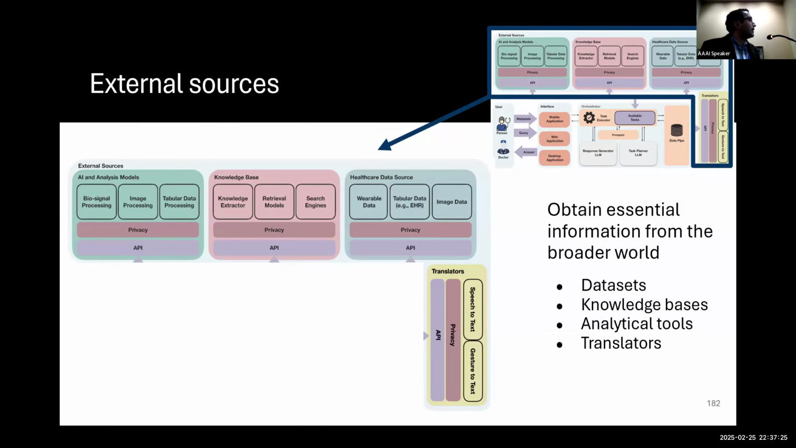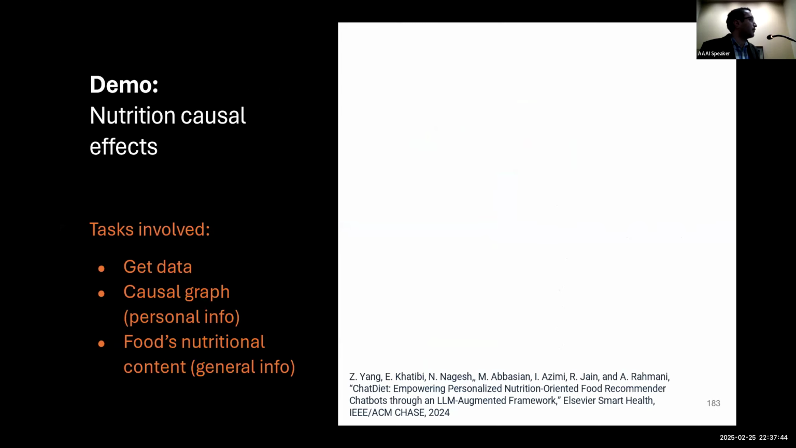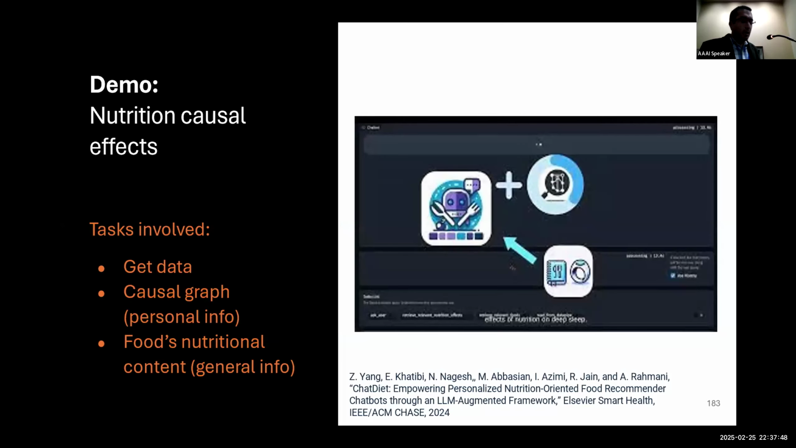So the external sources could be AI and analysis models. It can be a knowledge base. It can be a healthcare data source. All of these can be external sources that the agent uses to end up with the final response. So this is a demo for the work. Let me try it.